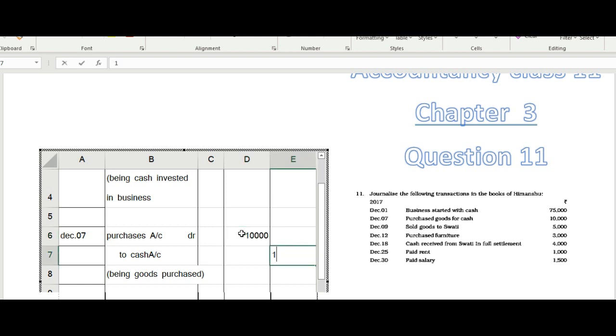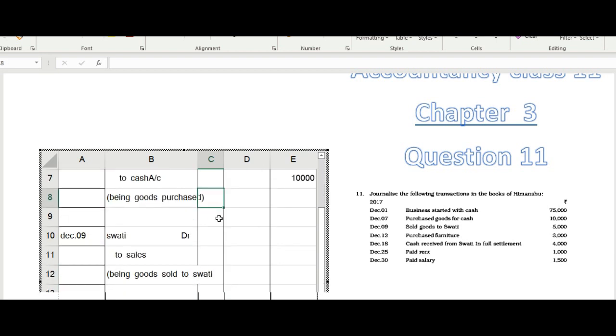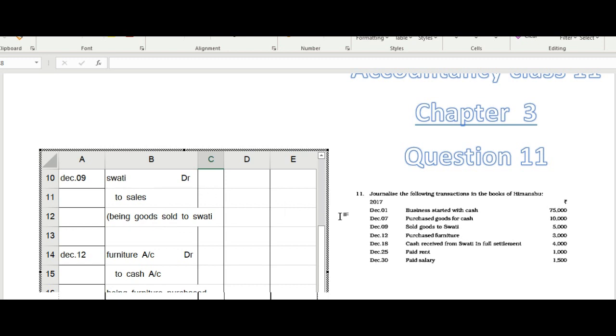and then 10,000 on the debit and credit side. Narration is: being goods purchased. Next, December 9, sold goods to Swati. Swati is the debtor because goods were sold on credit to Swati.